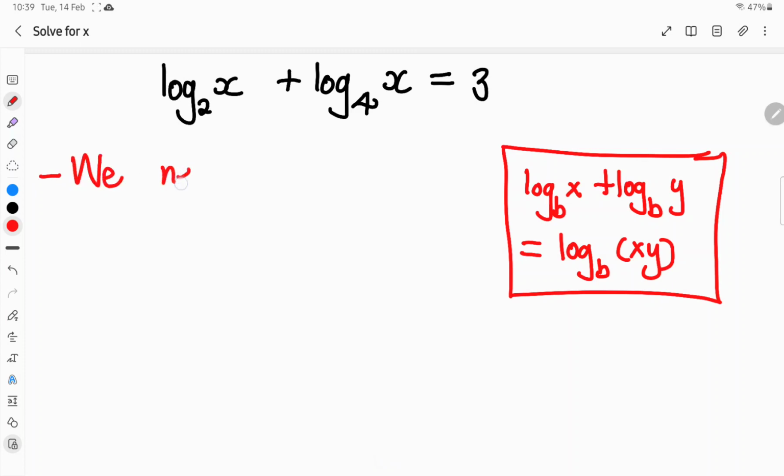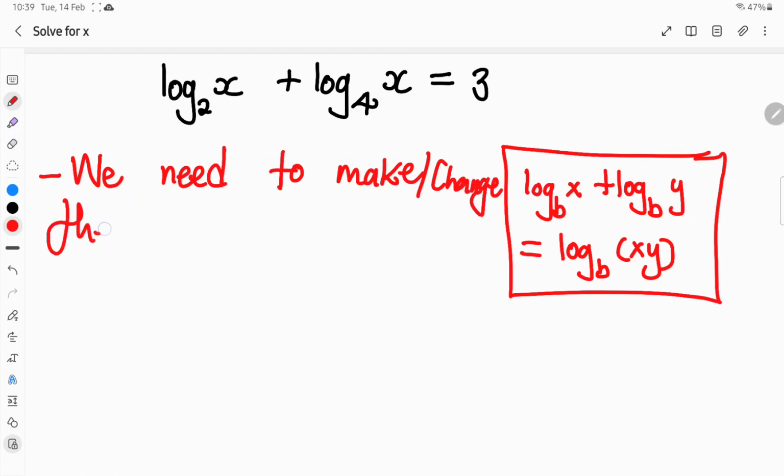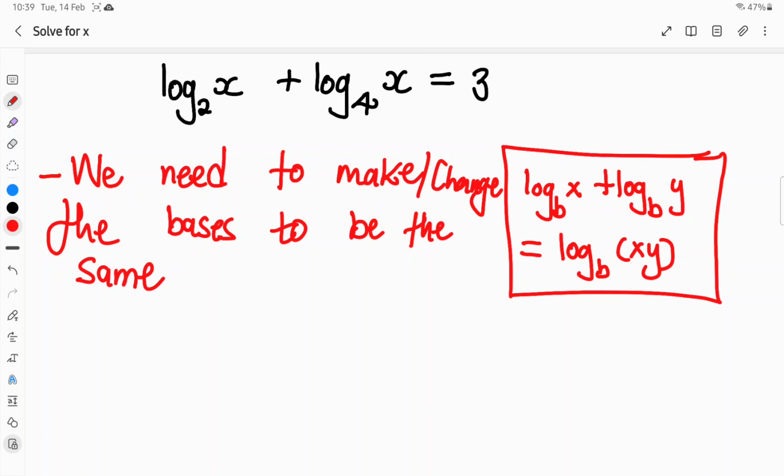We need to make or change the bases to be the same in order to solve this problem. That's the first thing. I just wanted to put a note down so that you write it down and can remember it next time when you approach a problem similar to this one.